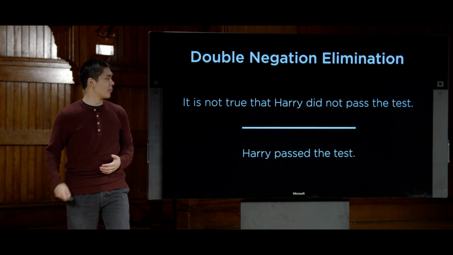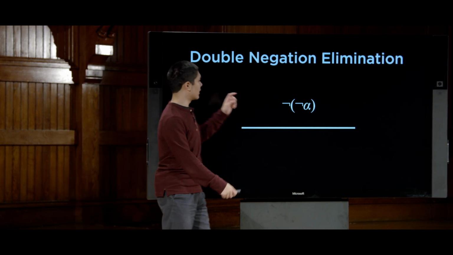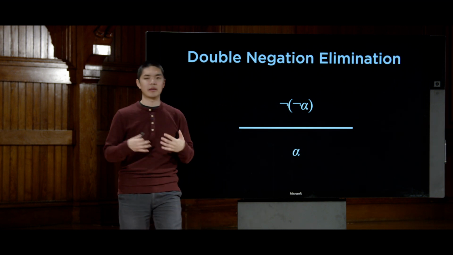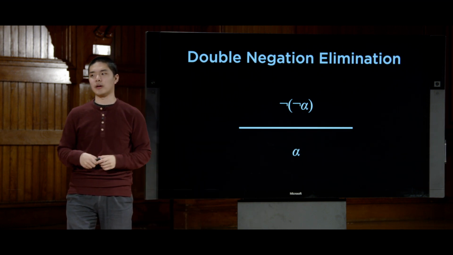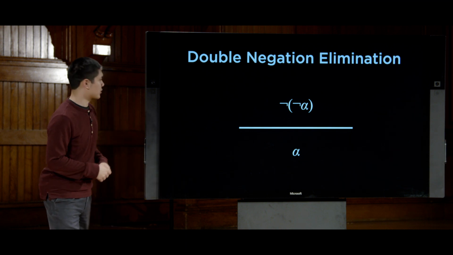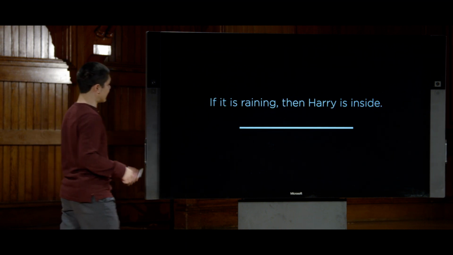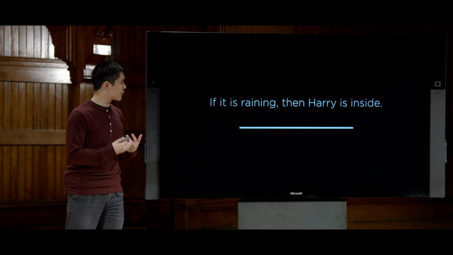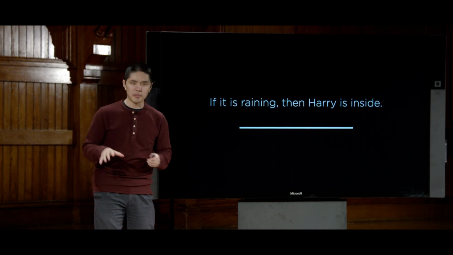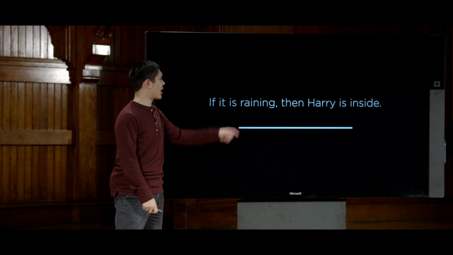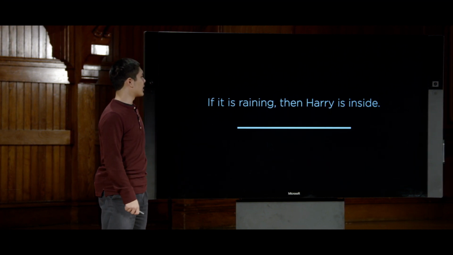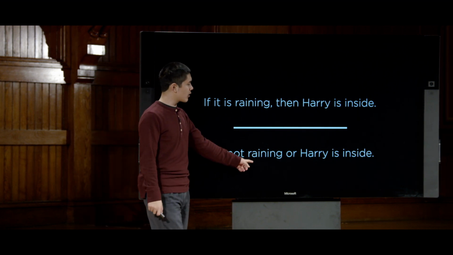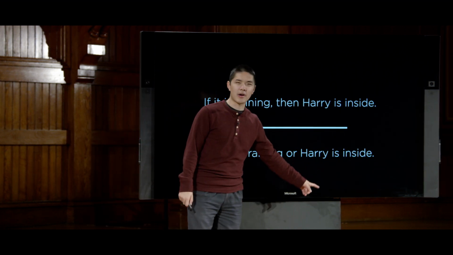Phrased a little bit more formally, we say that if the premise is not alpha, then the conclusion we can draw is just alpha. We can say that alpha is true. We'll take a look at a couple more of these. If I have it is raining, then Harry is inside. How do I reframe this? Well, this one is a little bit trickier. But if I know if it is raining, then Harry is inside, then I conclude one of two things must be true. Either it is not raining, or Harry is inside.